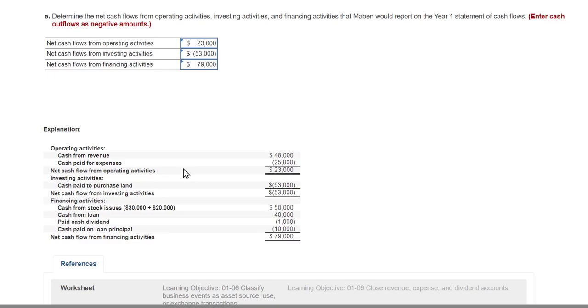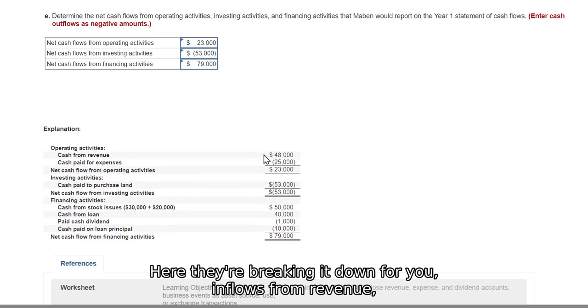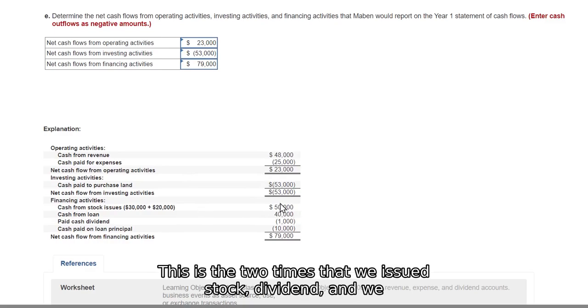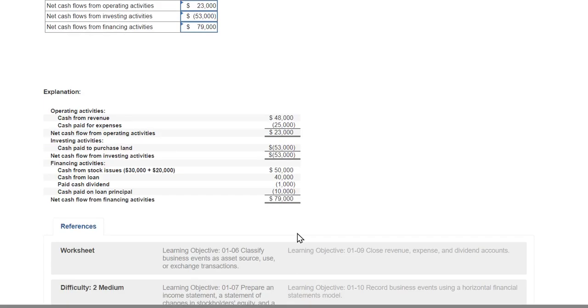Okay, here they're breaking it down for you. Inflows from revenue, outflows from expenses, balance. We paid cash to purchase land. Okay, we didn't sell the land. Not a problem. Cash went out. That's okay that it's quote unquote negative. Okay, we have cash from stock, cash from loan. This is the 2 times that we issued stock, dividend, and we paid on the principal.